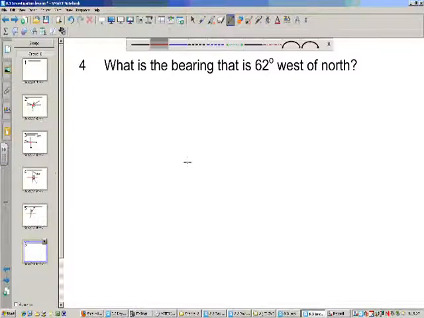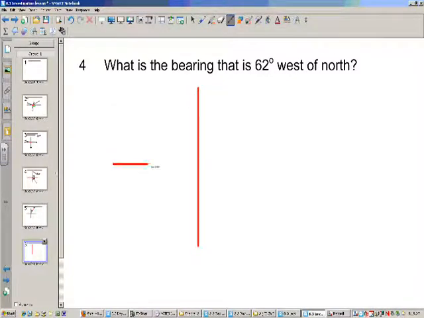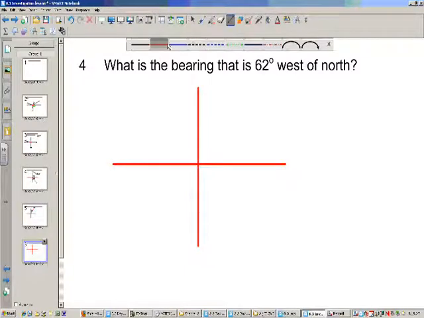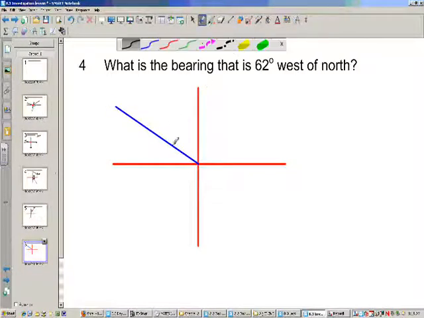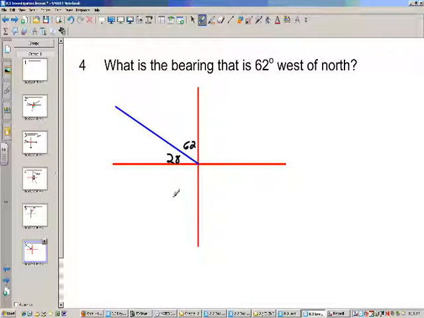Last one, what is the bearing that is 62 degrees west of north? If I go north and I go west of that 62 degrees, that means I'll have 28 degrees left over here, because those add up to 90. And so I have 90, 180, 270. So add 28 to that, and it's 298.